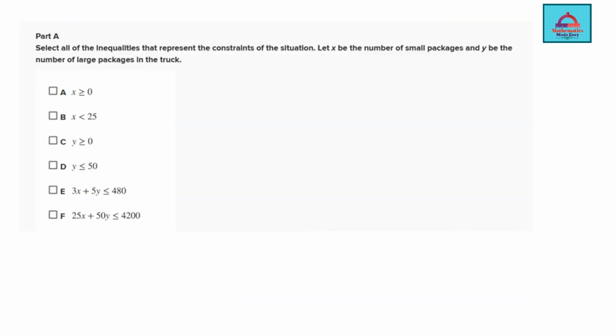So if you go to the steps, x is definitely going to be greater than or equal to 0. Here you need to select all the inequalities that represent the condition or the constraint. So we have taken x to be the number of small packages, y to be the number of large packages. Again, y and x both have to be positive. That's one condition.